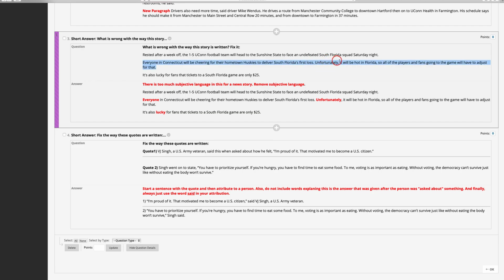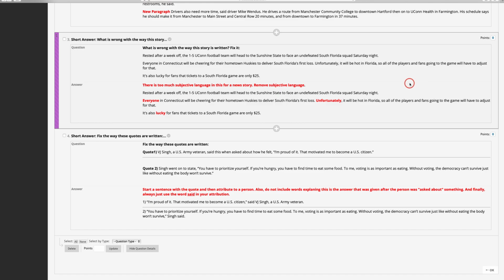Just get rid of the unfortunate. It will be hot in Florida, so the players and fans may have to adjust, right? Will not have to, but may have to adjust to heat temperatures that they're not used to. That's fair to say, right? I know you might be sitting there going, "Wow, it's pretty much the same thing," but there is a distinction here. There's a little bit of nuance.